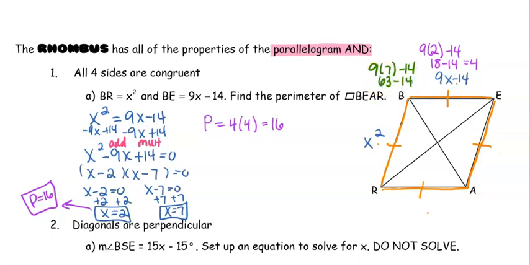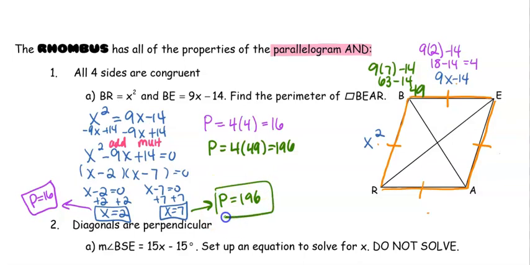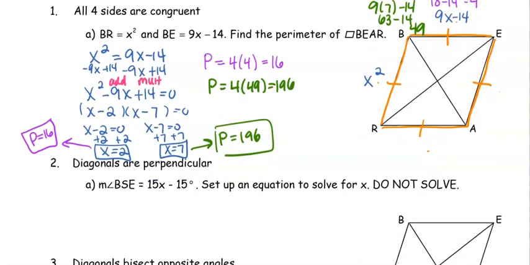63 minus 14 is going to give us 49. So the perimeter, we have 4 sides of 49, making that 196. So when x is 7, my perimeter is 196. That's the first new property for a rhombus.